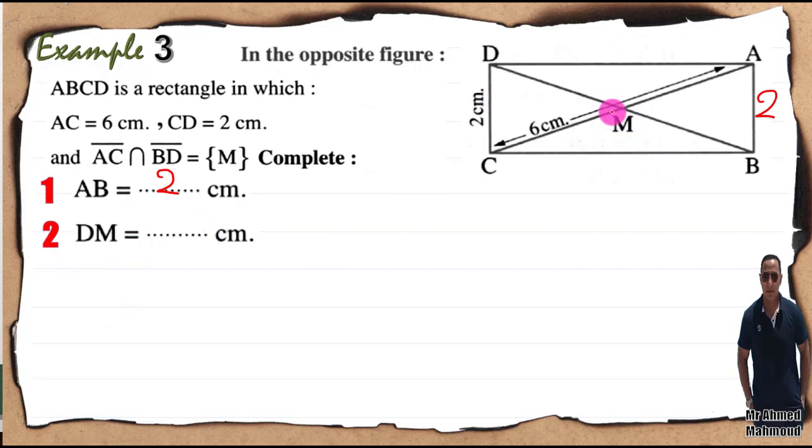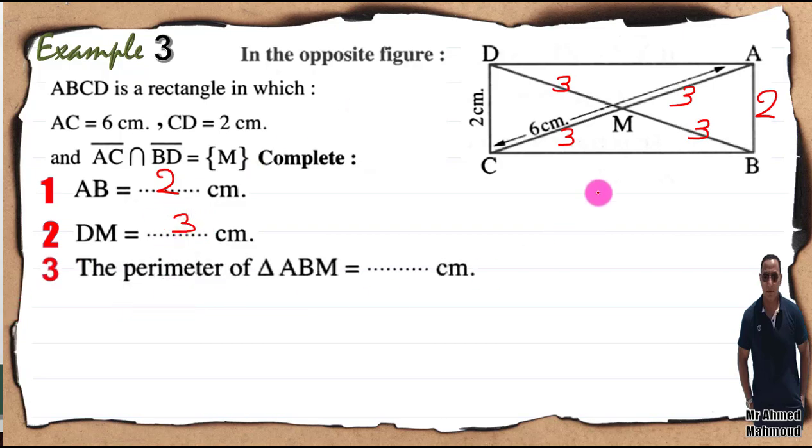DM equals what? Because AC equals 6 centimeters, BD also equals 6 centimeters, which means DM equals 3 and BM equals 3. Also MC equals 3 and AM equals 3. So DM equals 3 centimeters. The perimeter of triangle ABM equals 3 plus 3 plus 2, which is 6 plus 2, equals 8 centimeters. And now let's start example 4.